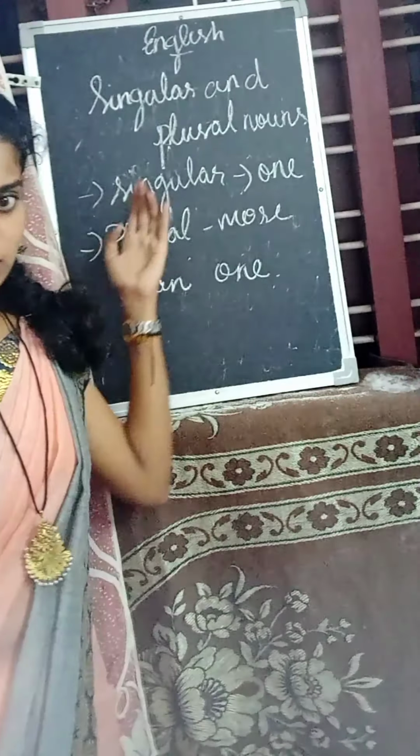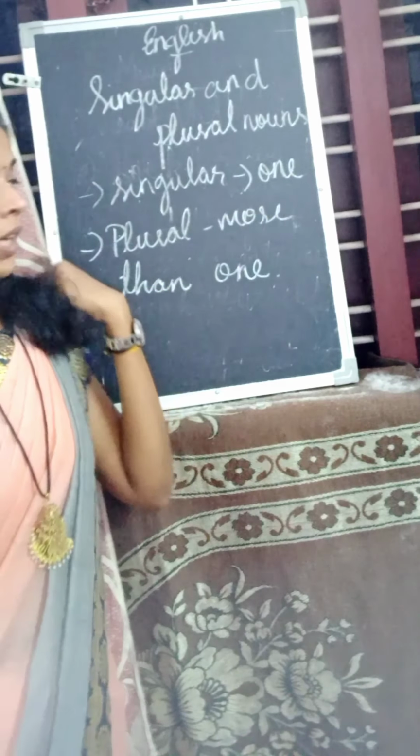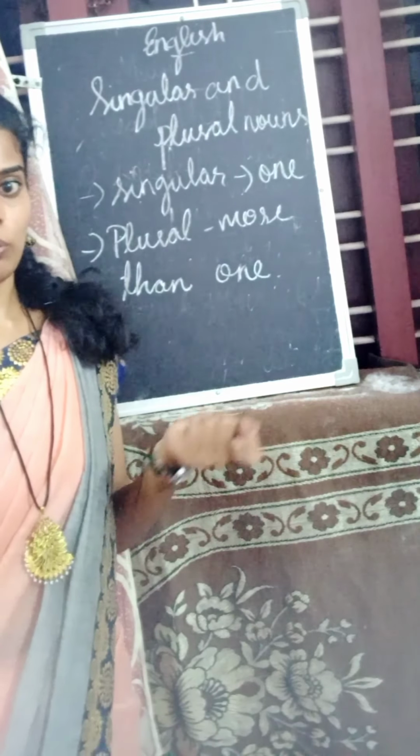So singular means one place, one animal, one thing, one idea. Then plural means more than one, more animals, places, likewise.